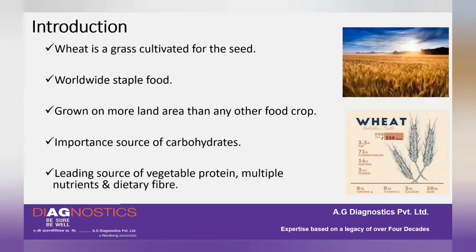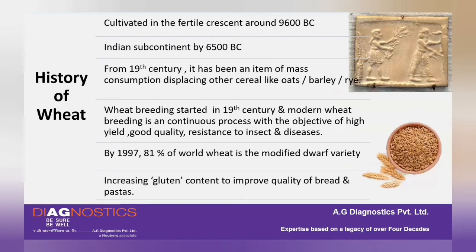So wheat is a grass which is cultivated for the seed. It's a worldwide staple food. It is grown on more land area than any other food crop today. It is an important source of carbohydrates and a leading source of vegetable protein, multiple nutrients, as well as dietary fiber. It has a long history.